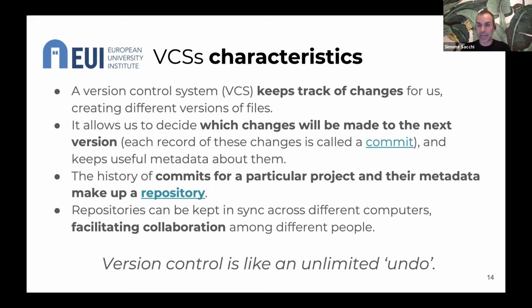These kinds of tools allow you to decide which changes go into the next version. And each record of these changes is called, technically speaking, a commit. Basically, you decide what goes in the next version and you commit to that version. Also, these systems keep useful metadata about all the changes. Metadata is information about the process there.